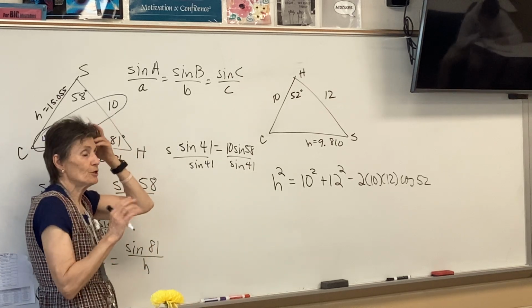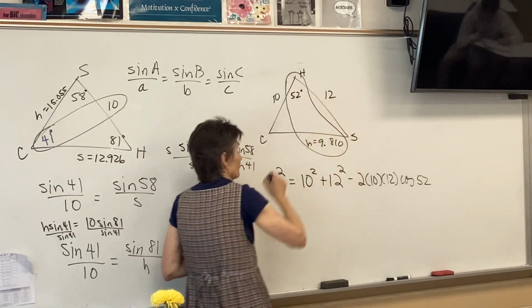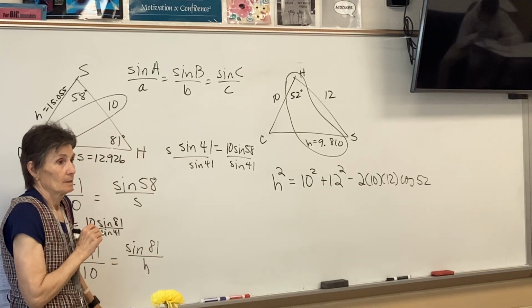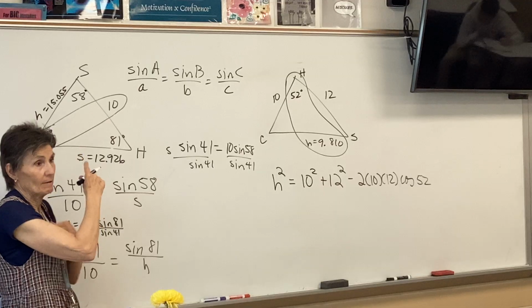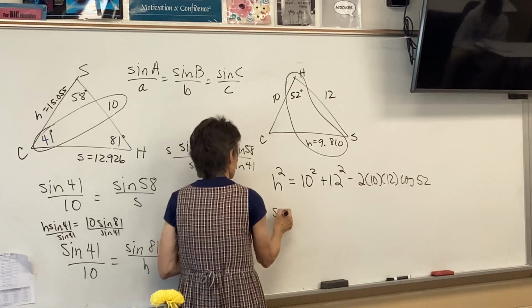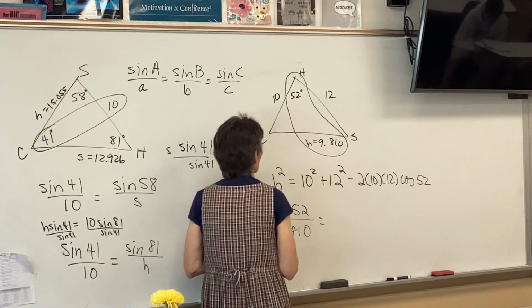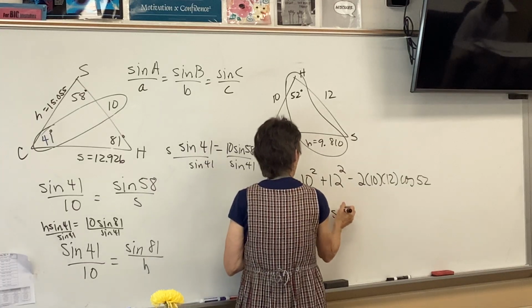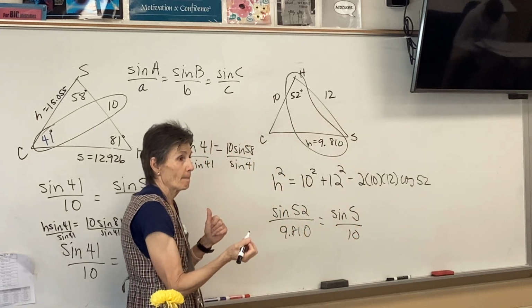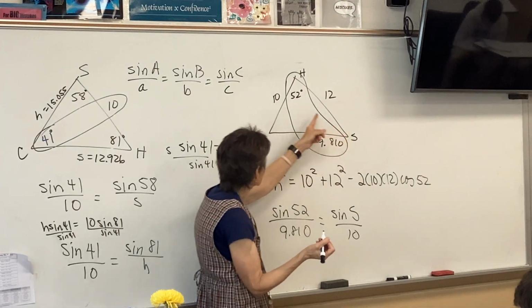Now, what's the good news at this point? What does that mean? That means I can use my law of sines, the easier one. So maybe I'll say sine 52 over 9.810 equals sine S over 10, for example. So sine 52 over this equals sine S over 10.